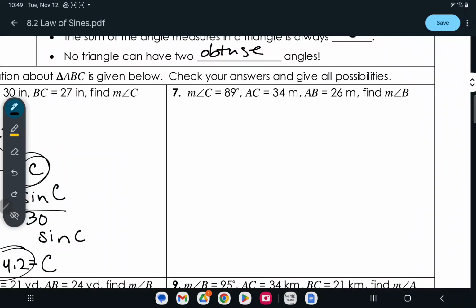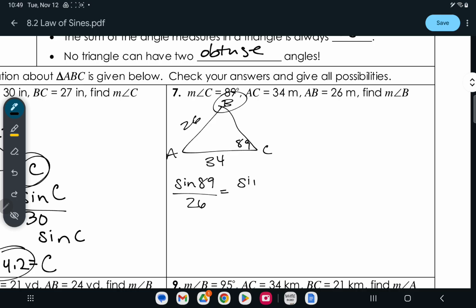Let's look at another one. A, B, C. Angle C is 89, AC is 34, AB is 26. Find B. So sine of 89 over 26 is sine of B over 34. So 34 sine of 89. I can just multiply both sides by 34 and not have to cross multiply and divide. So I can leave it like that.